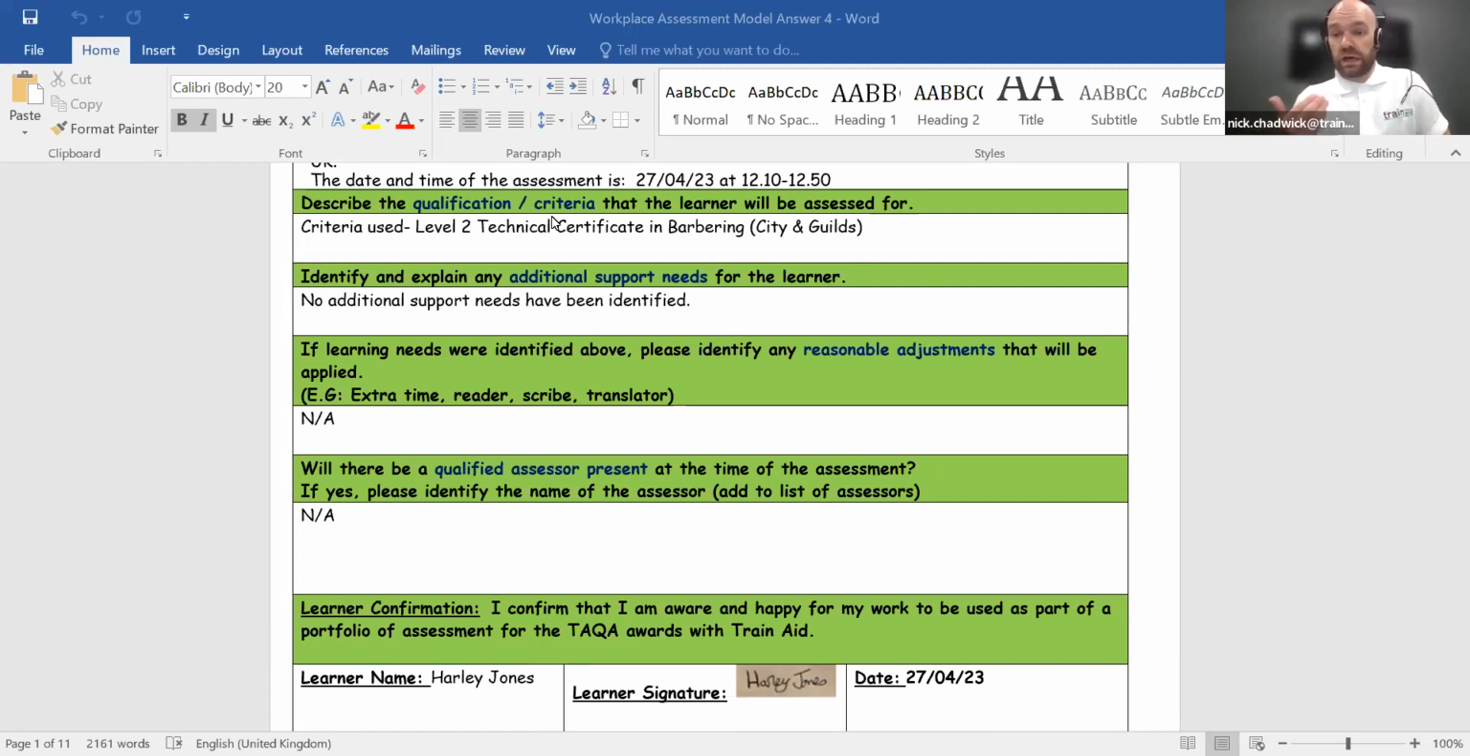The next question is to do with the qualification or the criteria or standards that you will be using to make a judgment call on the learner as well. So the criteria we are using is the level 2 technical certificates in barbering, so City and Guilds.